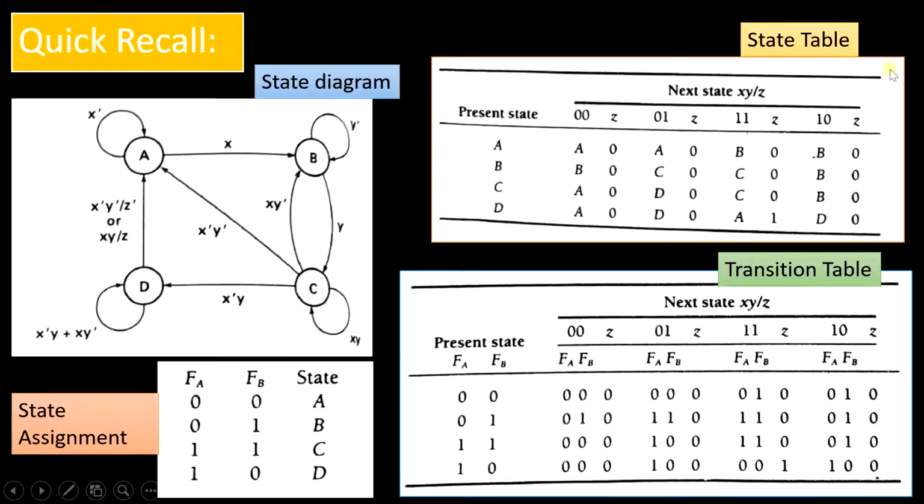The purpose of this state table is to indicate the state transitions, that is, how the transitions occur between the various states in the state diagram.